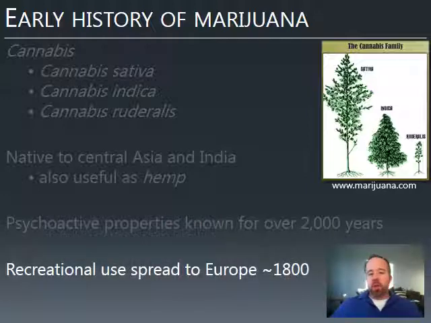And its use in religious ceremonies has been around for hundreds of years. Its recreational use didn't really spread to Europe until about 1800. It was known in the Middle East around the year 1000. It took a little longer for recreational use in the form of hashish to spread to Europe. But nevertheless, it got there, and of course, from there, it went on to the Americas.